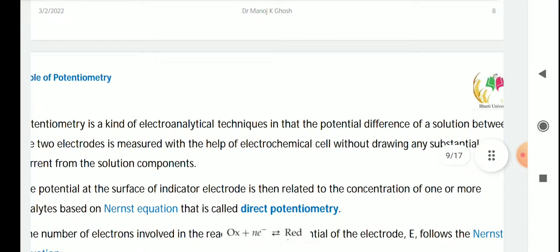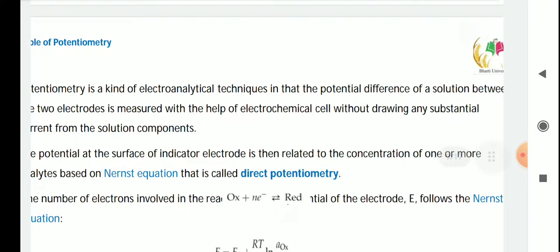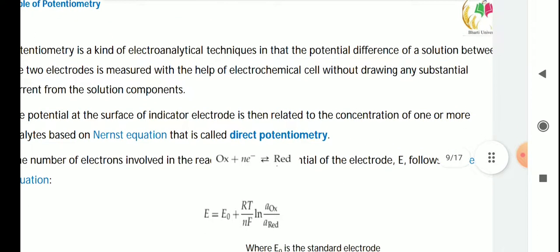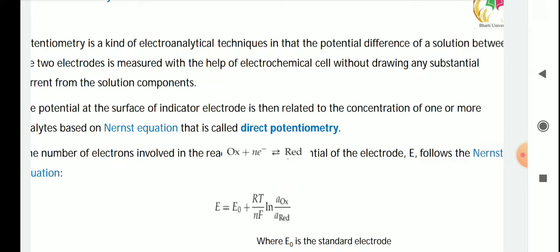Potentiometry is a kind of electroanalytical technique in which the potential difference of a solution between the two electrodes is measured with the help of an electrochemical cell without drawing any substantial current from the solution component. Now, the potential at the surface of the indicator electrode is then related to the concentration of one or more analytes based on the Nernst equation. This is called direct potentiometry.